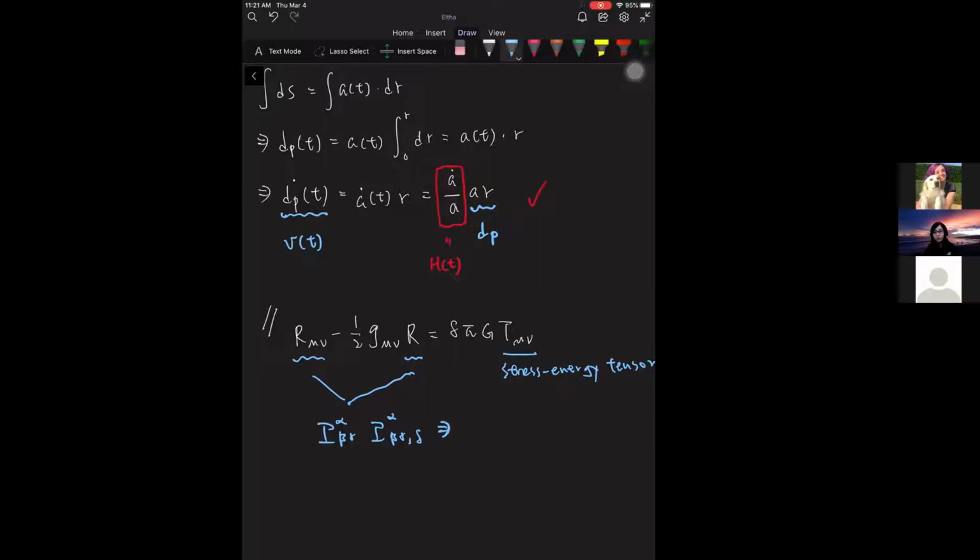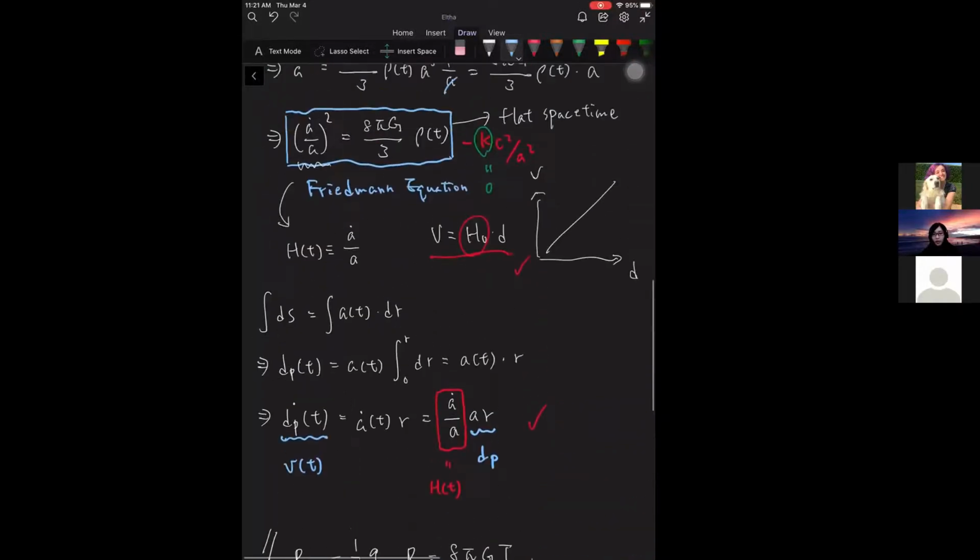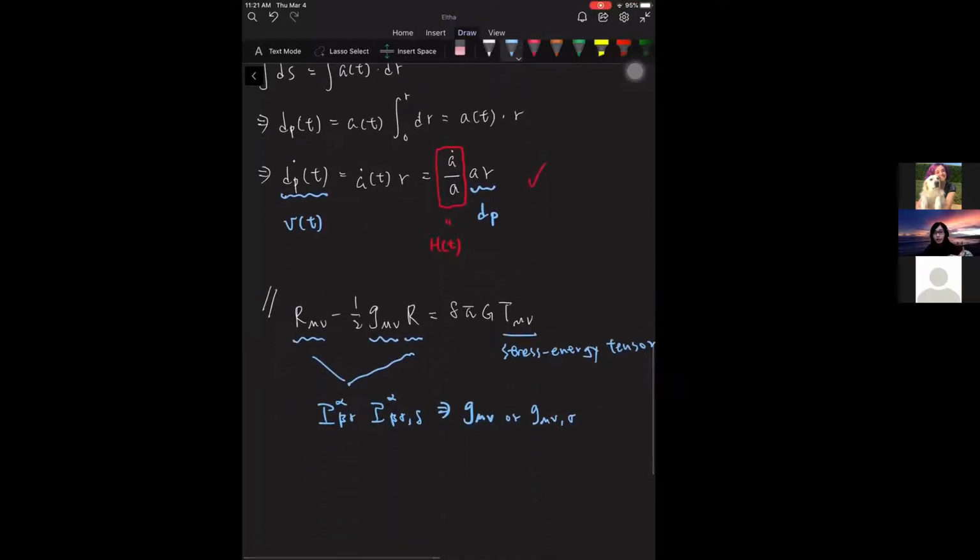So with the Christoffel symbol, we can trace it back to the spacetime metric or the derivative of the spacetime metric. And we can see that here is also a term of the spacetime metric. If you look at the Friedmann equation, it is relating the a dot over a term with the density distribution, with the density variation, right? And the density term is here in the stress energy tensor.